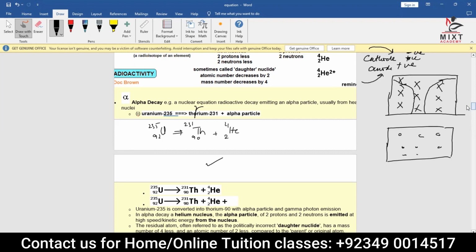Another equation. The question may come to you where thorium is written like this, but they didn't write any atomic number, or you can say proton number, and no number is written on the top. You have to write these numbers. So you know that if uranium is 235, it will reduce by 4, so it will be 231. You have to place it here. And out of 92, you have to write 90 at the place of atomic number. Right? Write this equation as well.